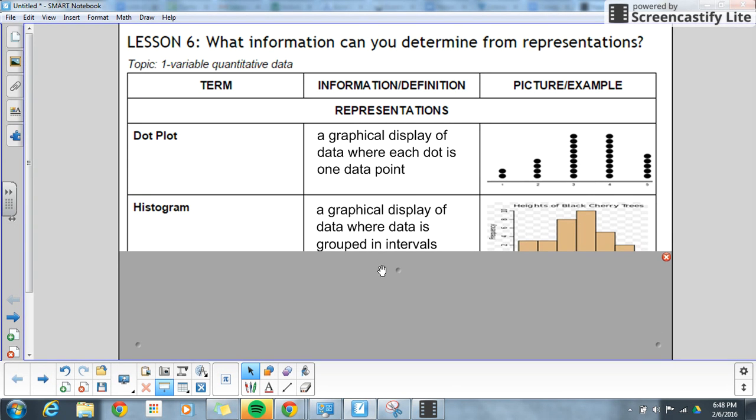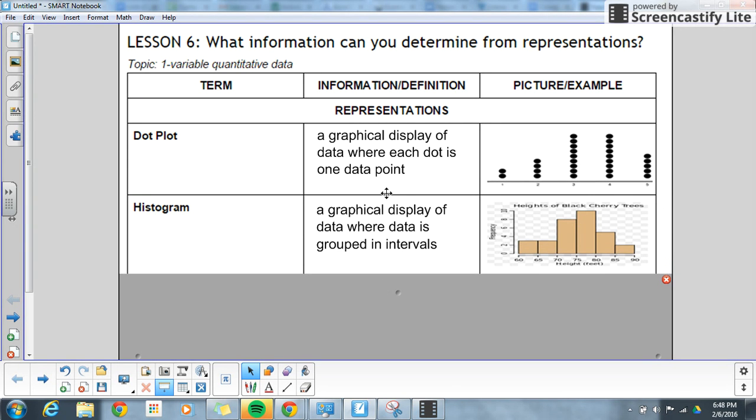The next is a histogram. This is similar to a dot plot, but this is a graphical display where data is grouped into intervals. You can see for our example here that there is a group of 60 to 65 that has 3 values, and a group of 65 to 70 that also has 3 values. And then the group from 70 to 75 has 8 values. So this is a great way to look at bigger data sets in groups.